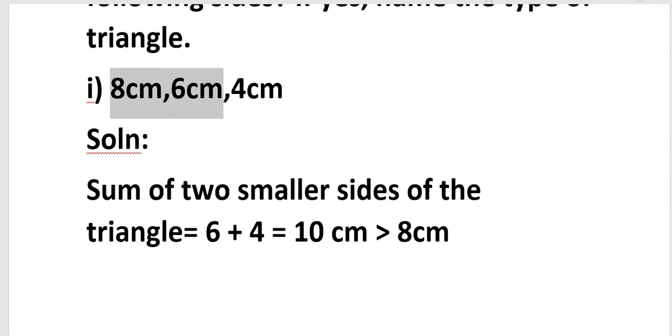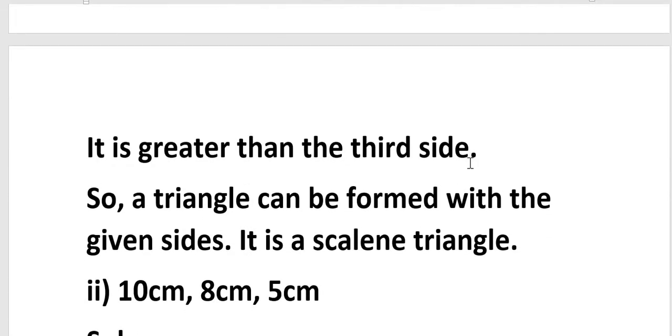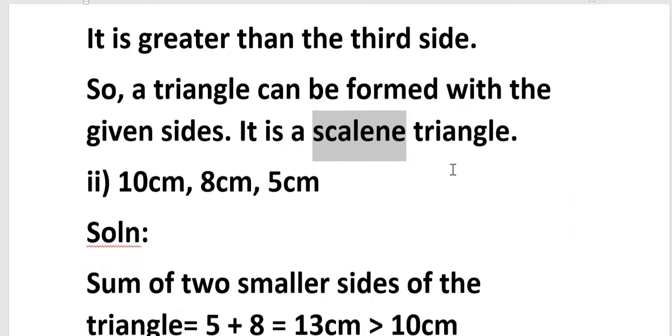First problem here, given 8 cm, 6 cm, 4 cm. Let us take the smaller two sides, that means 6 cm and 4 cm. Just add the two sides. 6 plus 4 is 10 cm, which is greater than the third side 8 cm. So a triangle can be formed with the given sides. It is a scalene triangle. Since three sides are different, it is a scalene triangle.